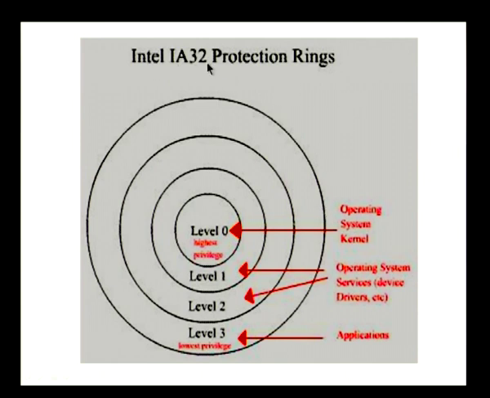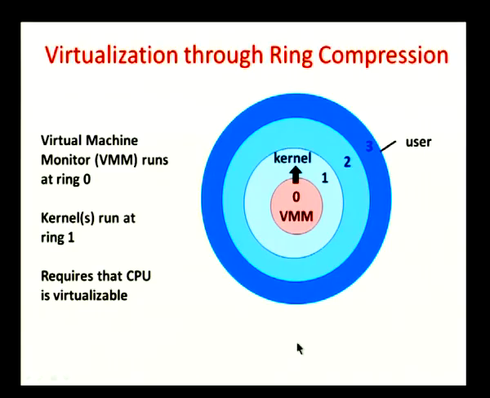This is the Intel IA32 protection rings. We have level 0 to level 3. Level 0 has the highest privilege and level 3 has the lowest privilege. In level 0 we have the operating system kernel. The operating system services as well as device drivers etc. will be available in level 1 and level 2. Applications are available in level 3. In this way the privileges are given.